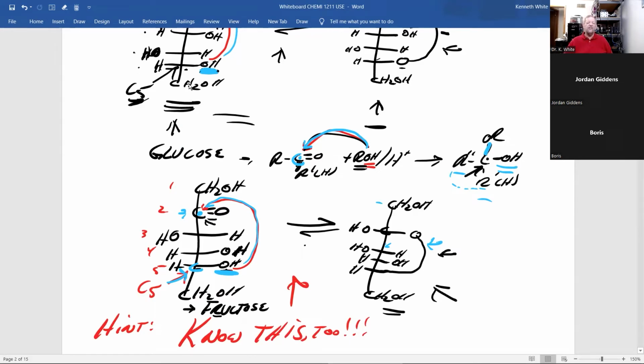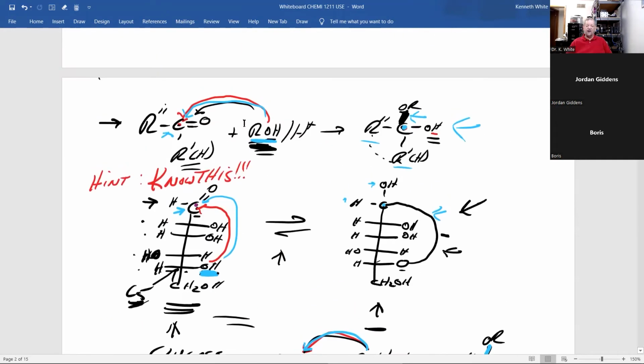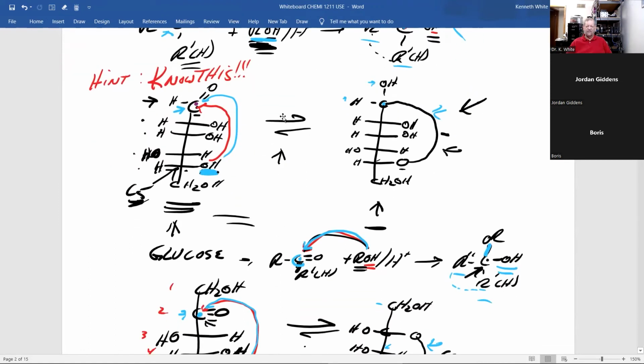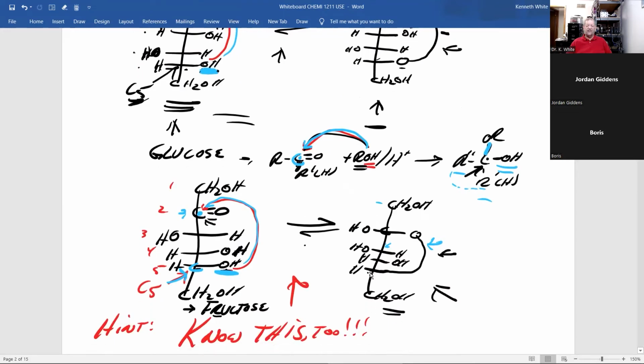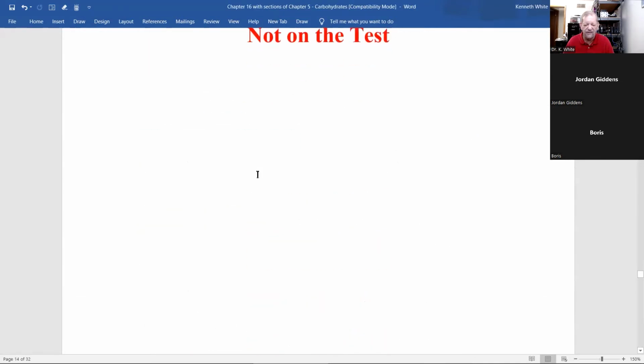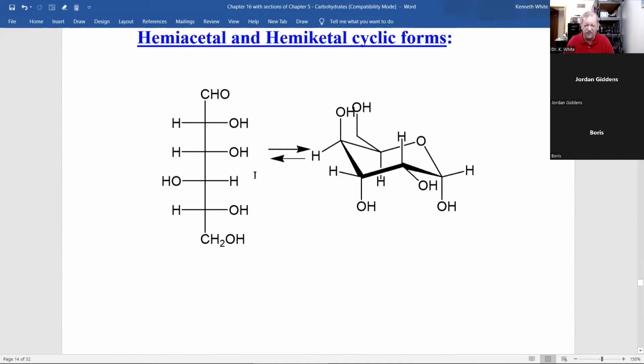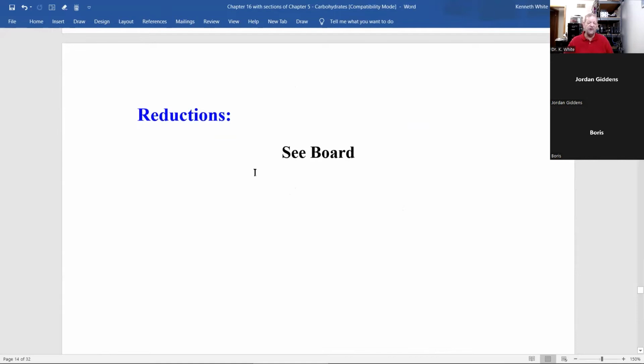And if I give you fructose, the structure, you should know how to draw the cyclic form. If I give you glucose, you should know how to draw the cyclic form. If I give you the product, the cyclic form here, you should be able to get back to glucose. And if I give you the cyclic form here, you should be able to get back to fructose. And that's because this is very important. And I went through this. Now, let's do real quick reductions.